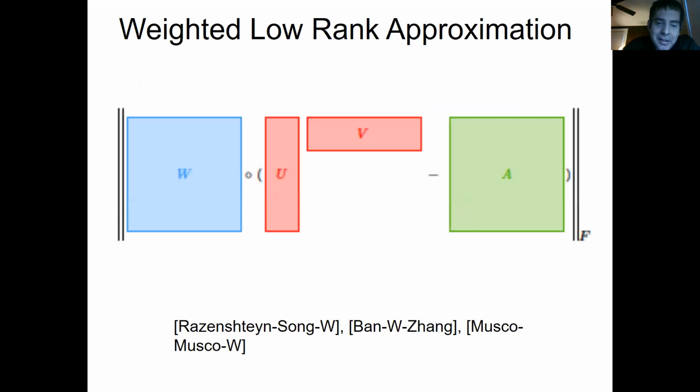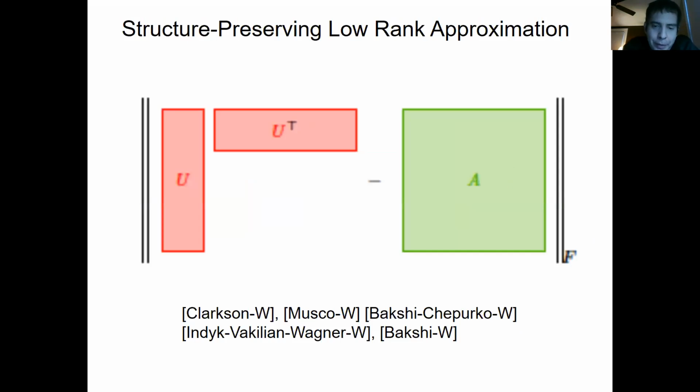Another thing is weighted low rank approximation. Maybe you care about Frobenius norm, the sum of squares of the loss function, but not all entries have the same importance. Maybe some entries have higher variance than others. So you want to do an entry-wise multiplication here with a weight matrix W. Another thing you might care about is structured low rank approximation. Someone gives you a matrix A and it's positive semi-definite, and so you want a nice positive semi-definite low rank approximation.